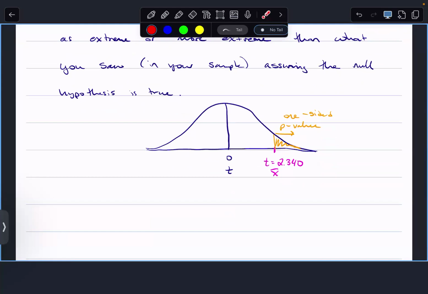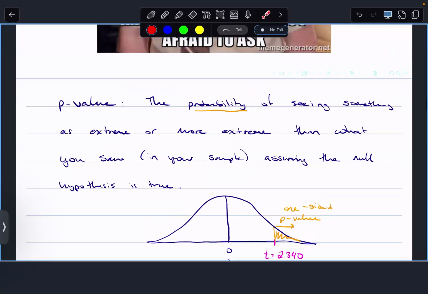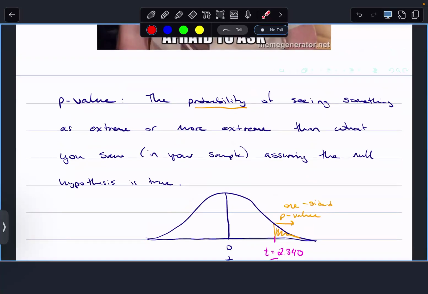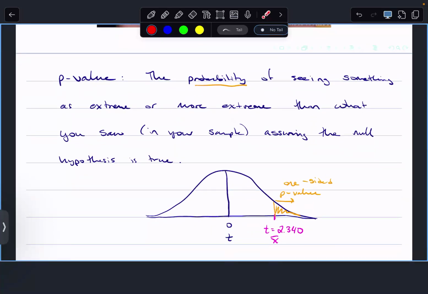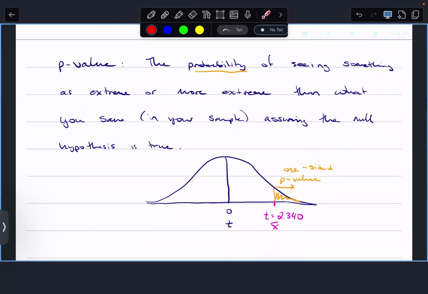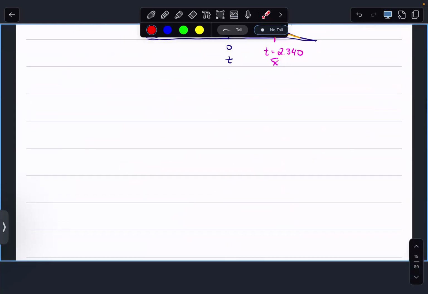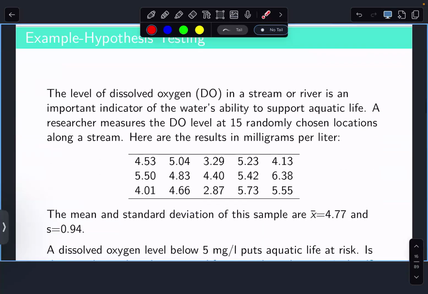Okay. There. That's the p-value. No, I still don't expect you to understand the p-value. It's okay. Just know that it's very important and that you should work on it. I'm happy with that.